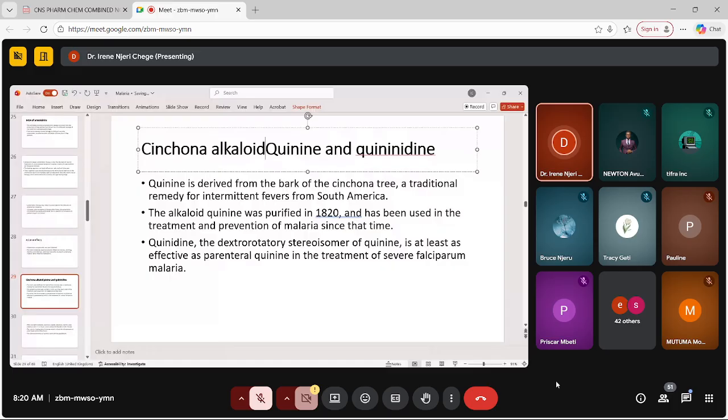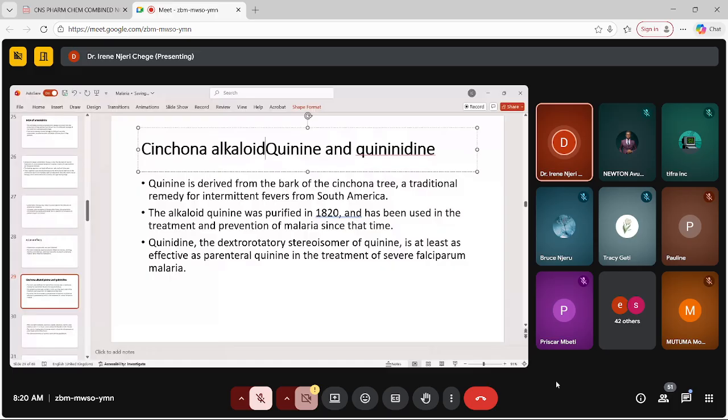This is the mode of action. Cinchona alkaloids are blood schizonticides against all 4 species of malaria. Also gametocytal against P. vivax and P. ovale, but not P. falciparum. Mode of action is thought to be unknown. It's not active against the liver stages. Adverse effects, remember cinchonism. What is cinchonism? It will cause tinnitus, headache, nausea, dizziness, flushing, visual disturbances. This is what we call cinchonism.